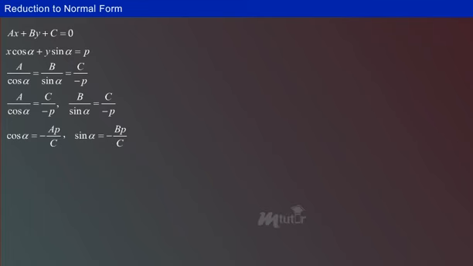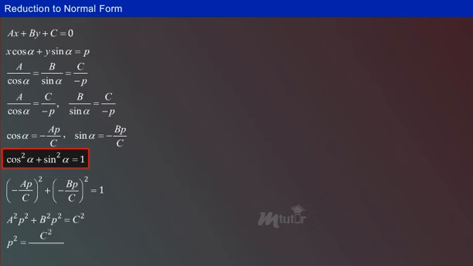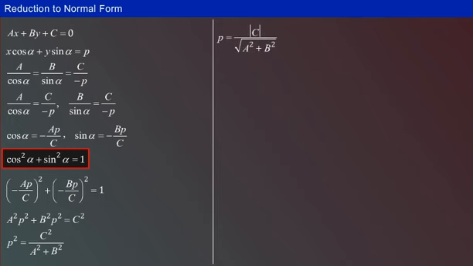We know that cos square alpha plus sin square alpha is equal to 1. If we substitute the values of cos alpha and sin alpha into this equation, we get (minus ap by c) whole square plus (minus bp by c) whole square is equal to 1. By simplifying the equation, we get p square is equal to c square by a square plus b square. Taking square root on both sides, we get p is equal to modulus of c by square root of a square plus b square.